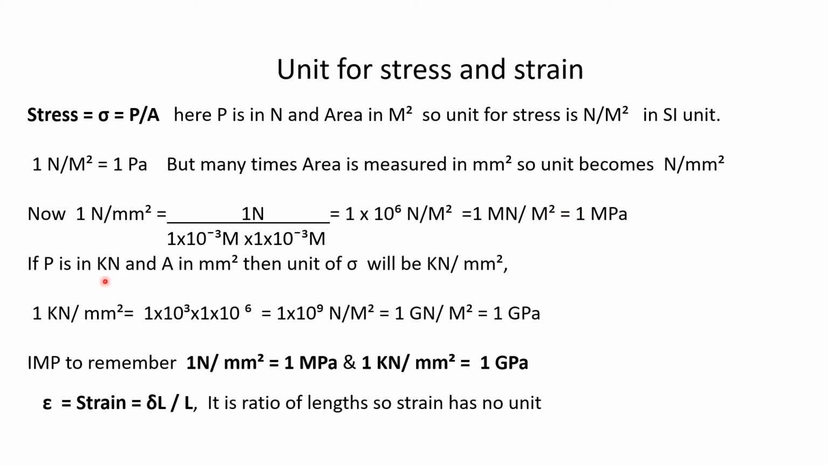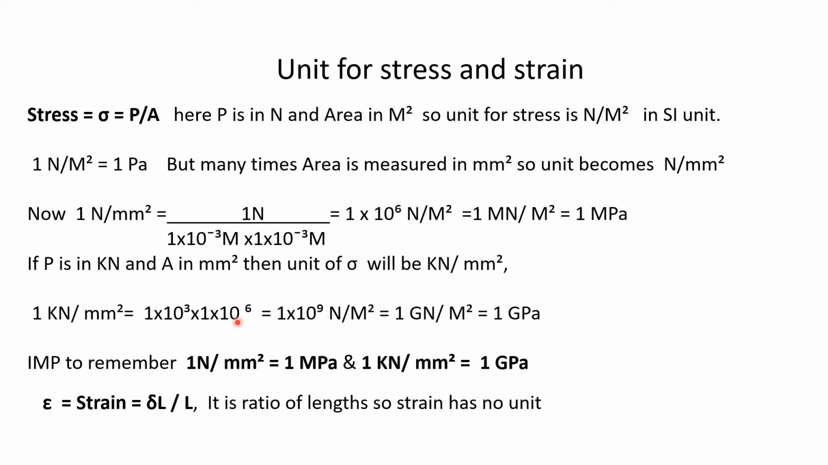Now sometimes the force P is taken in kilonewton and area in mm square, then the unit of stress sigma will be kilonewton per mm square. Now 1 kilonewton per mm square will be, now kilo is 10 raised to 3 and 1 Newton per mm square is 1 into 10 raised to 6. So this 10 raised to 6 and 3, it becomes 10 raised to 9 Newton per meter square.